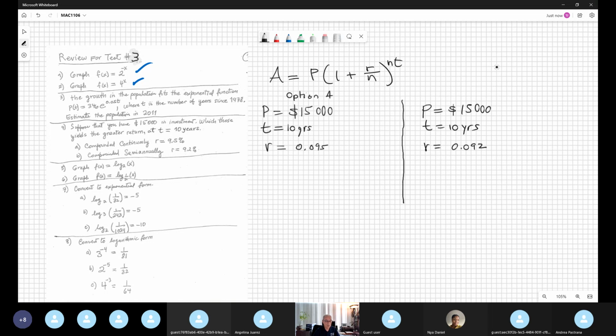But what is the difference? The compounding is different because in option A it is continuous, and continuous is a different formula. Look, we have 2 formulas. Future value is equal to present value times e to the rt. So this is the formula that we're using in that problem.